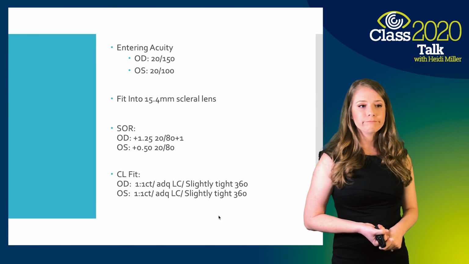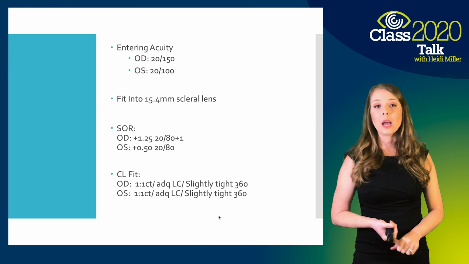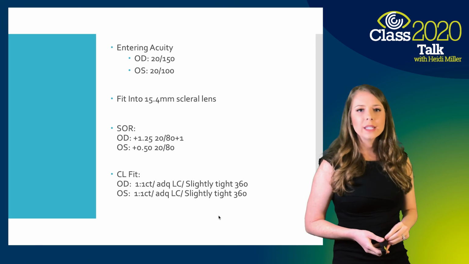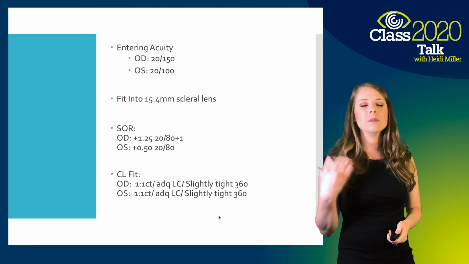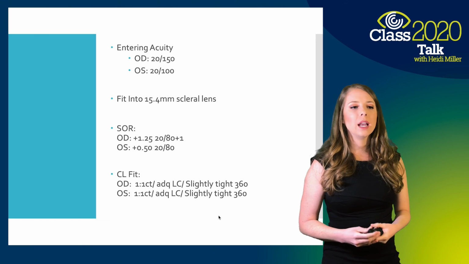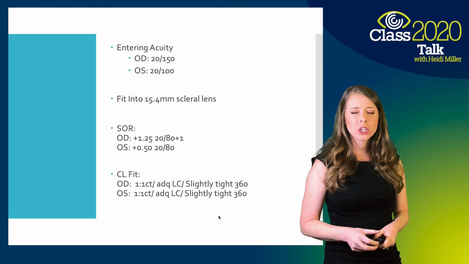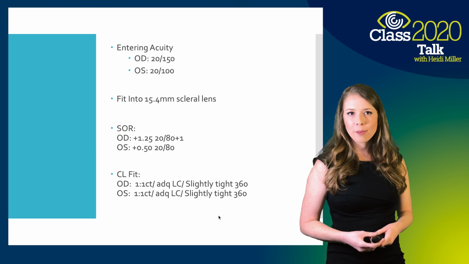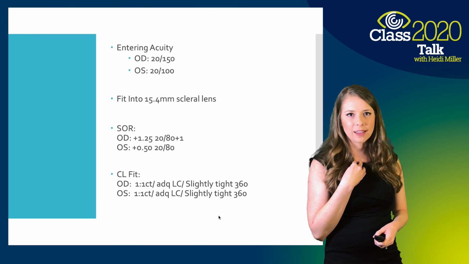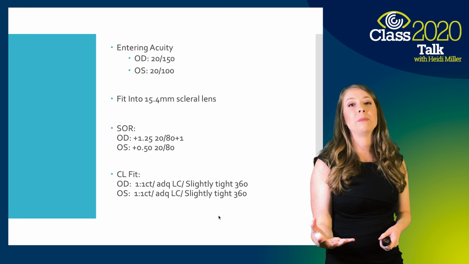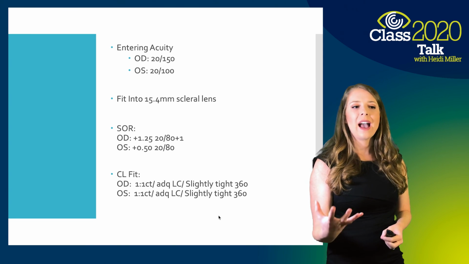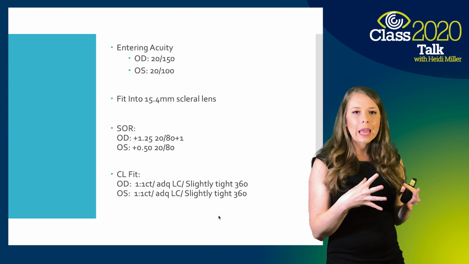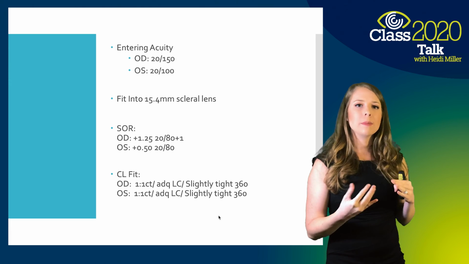So that day, her entering acuity was 20/150, left eye was 20/100, and I fit her in a 15.4 millimeter scleral lens. Reason why was she was a child, and I wanted them to be successful to get the lens in the eye, but also it was very difficult because she couldn't really open her eyes. Even when I numbed her with proparacaine to get these lenses on, very, very apprehensive, very difficult. So if I was having a hard time getting the lenses in, I could only imagine how often the parents were going to actually be able to do this. So I figured I'd go with a scleral lens, but slightly smaller than maybe we could have done to make sure that they were successful.